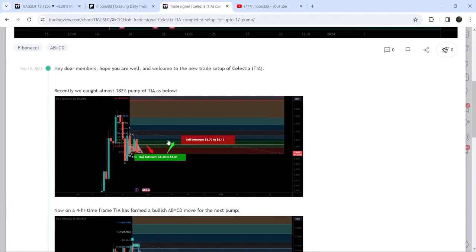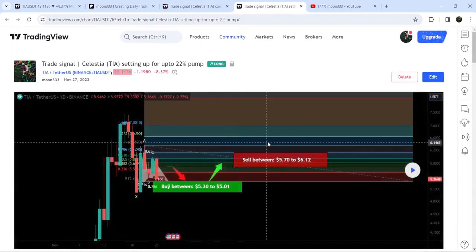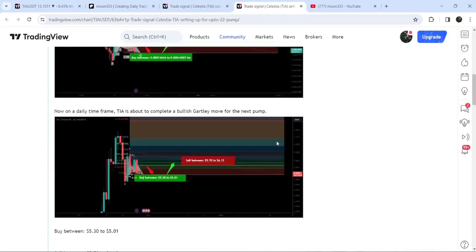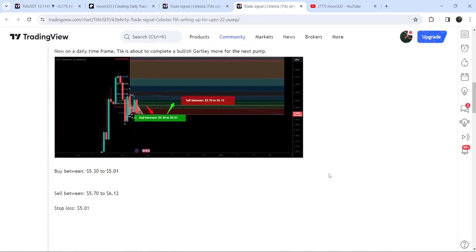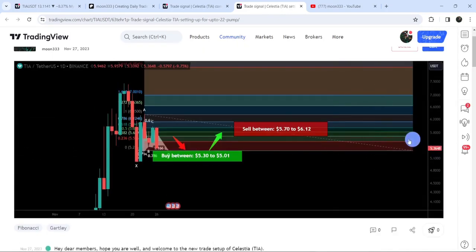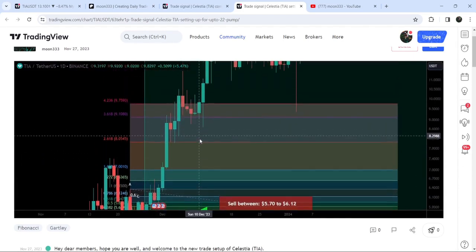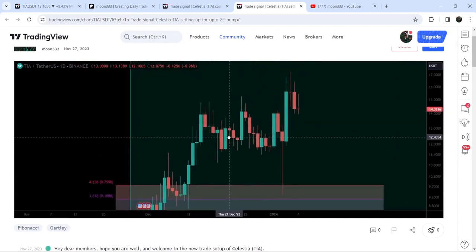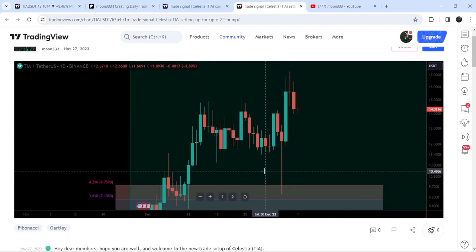And before that, I shared this harmonic bullish reversal Gartley pattern on 27th of November 2023. That was formed on a daily time frame chart with US dollar pair, and this was the complete trade setup. The buying range and the sell target zone, and below $5.01 was our stop loss. And if I play this chart, then you can see that the price has started a very massive reversal from this buying zone, and this was almost 182%, very massive pump on this daily time frame chart.